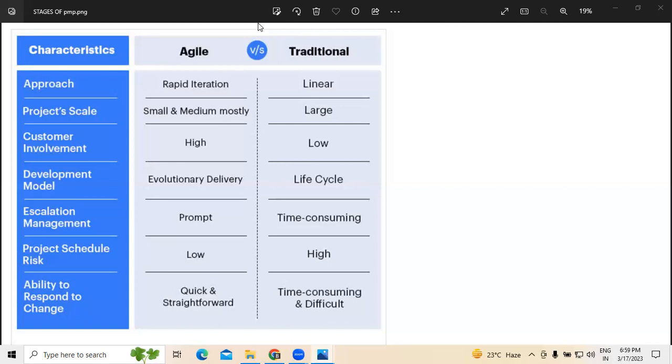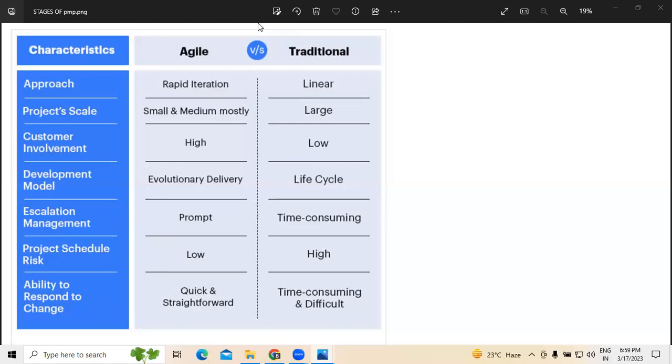Next, escalation management. Escalation management is time consuming in traditional, because there is a hierarchy of people involved in the organization, which is large in terms of the roles themselves. So it's a time consuming thing, right? Escalation takes time, depending on the kind of roles and responsibilities, as well as the kind of decision making these people have. Based on that, this time consumption will happen. But when you follow agile practices, agile is a prompt escalation management. There is no time consuming here.